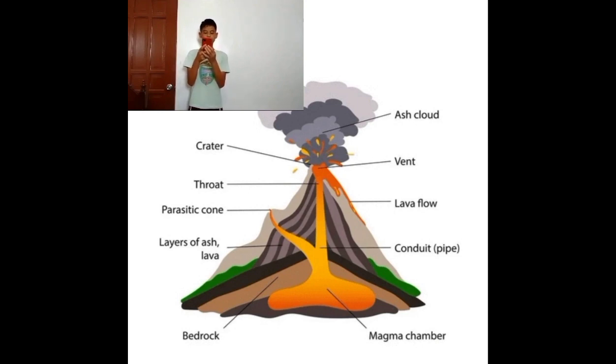The fifth part of the volcano is the flank. This is the sloping sides of the volcano. The flank is formed as the lava flows down the sides of the volcano during an eruption.